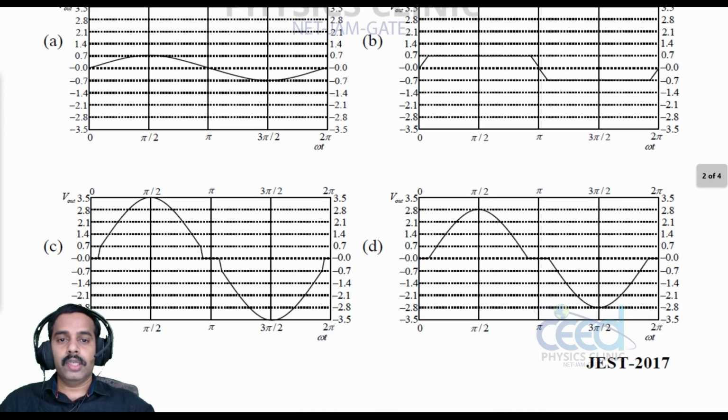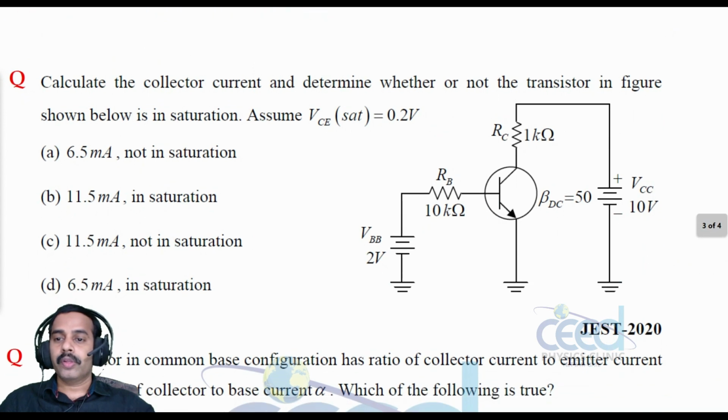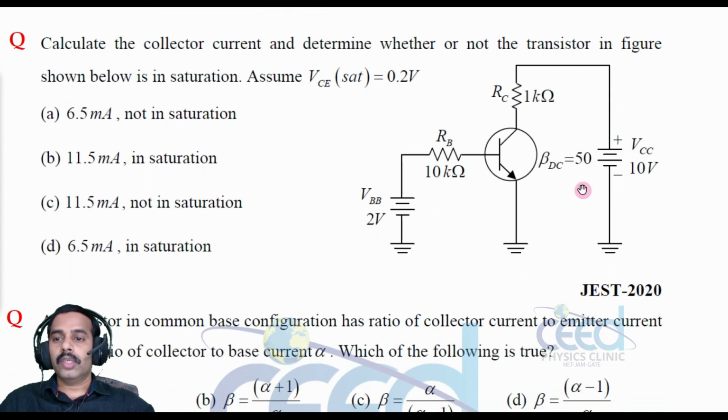All right. Now let us come to another question. Calculate the collector current and determine whether or not the transistor in the figure shown below is in saturation. Assume VCE saturation is equal to 0.2 volt. So we need to check whether this transistor is in the active region or in the saturation region. So let me check it.